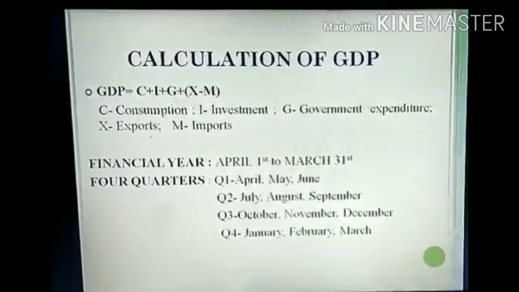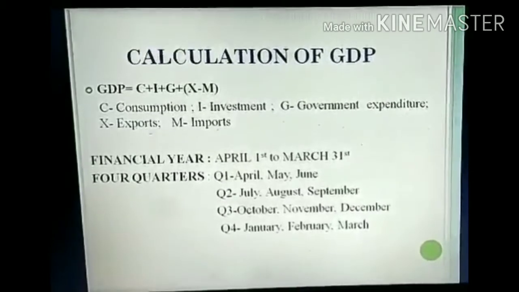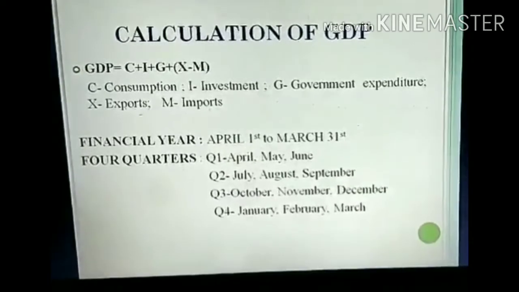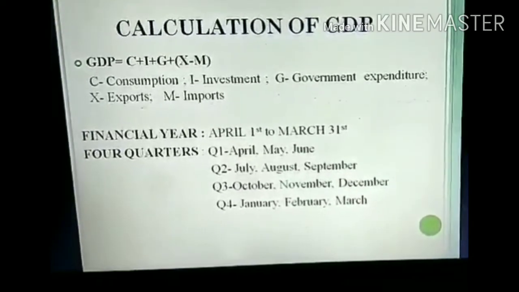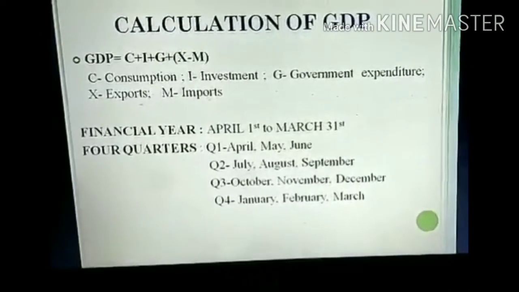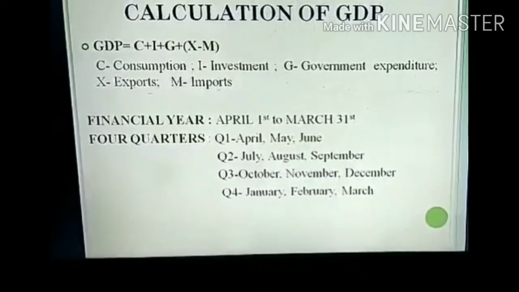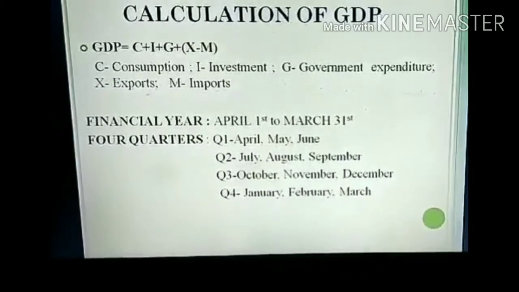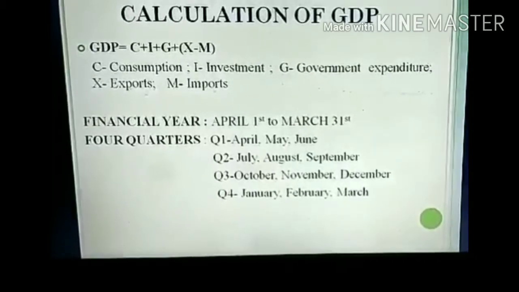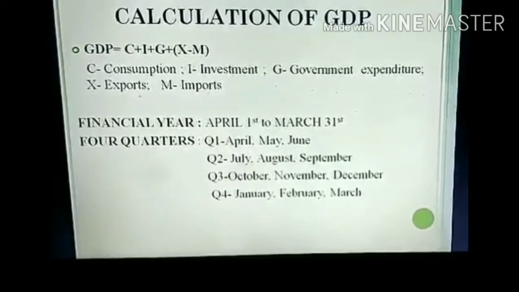GDP is the total value of goods and services. Under that, we want to add up all consumption plus investment plus government expenditure plus export minus import. They are giving a formula. Under that, we want to add up all these things, and that will give the value for our GDP. That is, the calculation of GDP shows the economic value of the country. That shows the economic health.